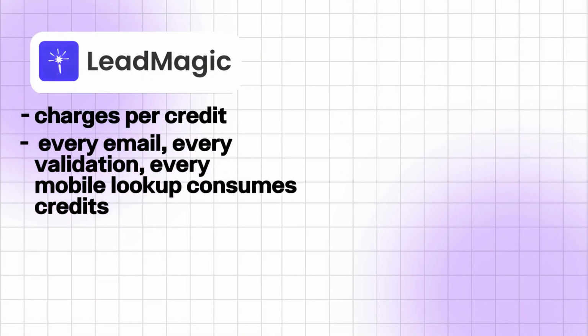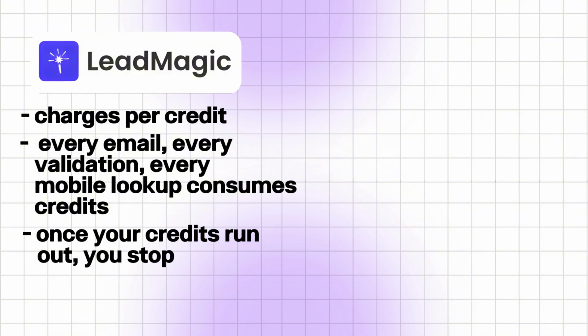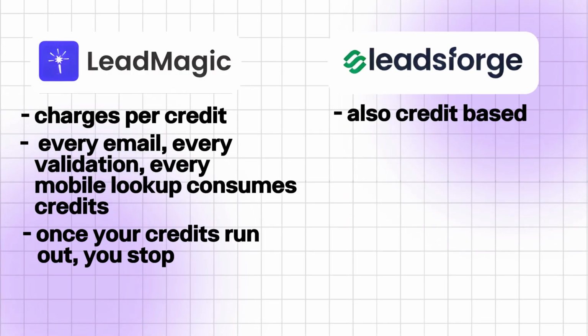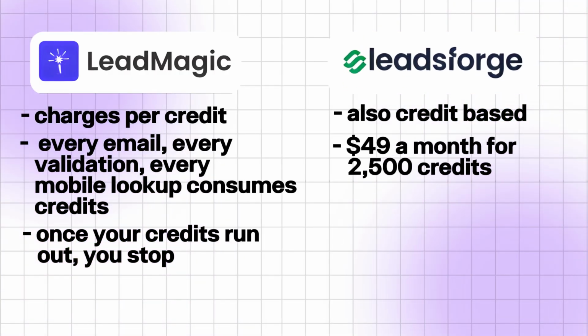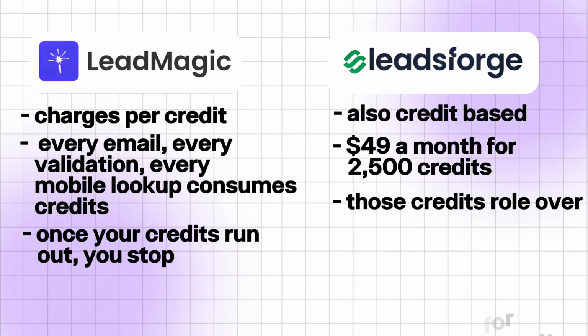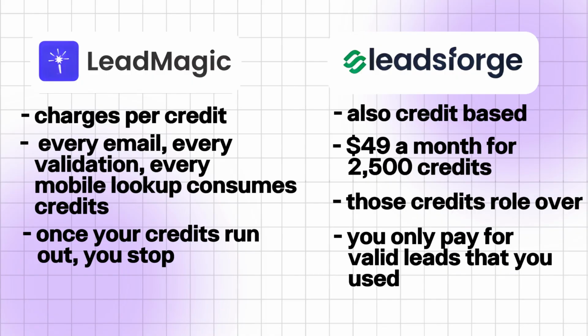Now the most important feature, the pricing. LeadMagic charges per credit. Every email, every validation, every mobile number consumes credits. And once credits run out, you stop. It's safe, but it gets expensive during high volume outbound. LeadsForge is also credit based, but the pricing isn't hidden. You pay $49 a month for 2,500 credits, and those credits roll over. You only pay for valid leads that you use.